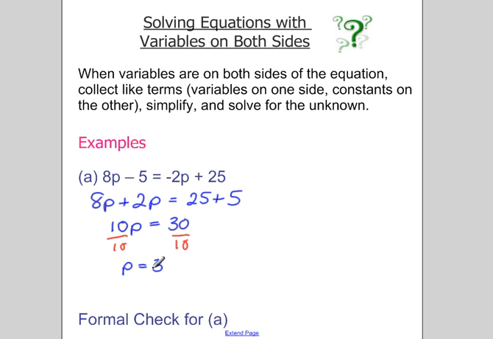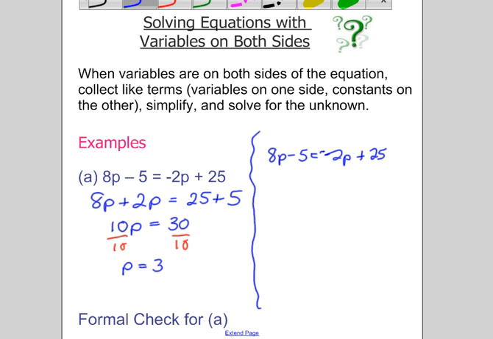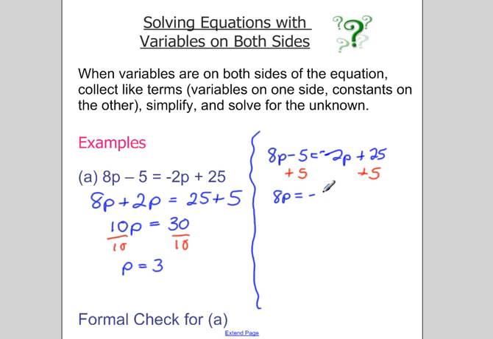So before I go on to the formal check, I'm going to show you a different way that you could have done your work. Again, this first way, that's how we eventually want you to be able to be showing your work. But I will give you another one that you may prefer. Oops, that's supposed to say negative 2p. So the other way, on the left-hand side, we want to get rid of the subtract 5 by adding 5 to both sides. And that will then simplify to 8p equals negative 2p plus 30.